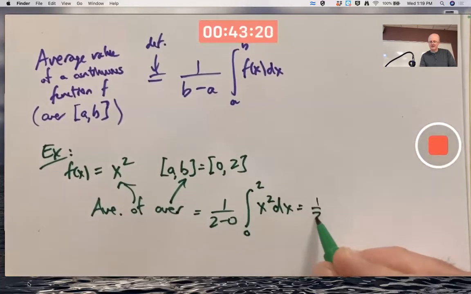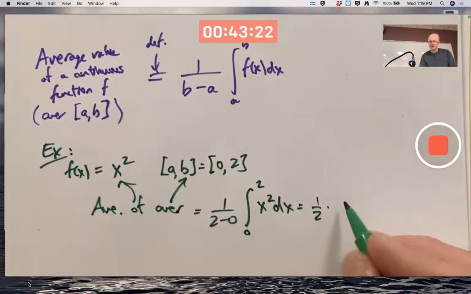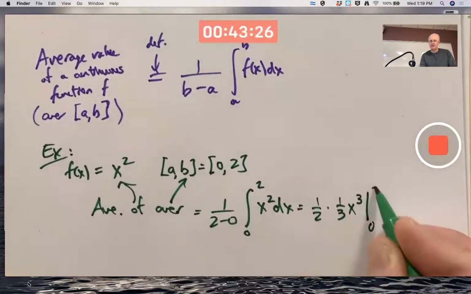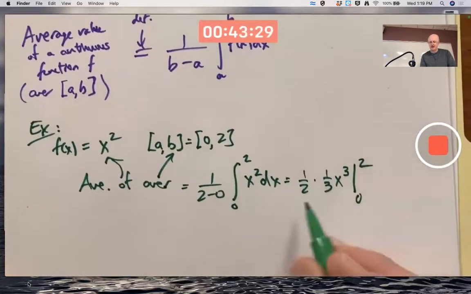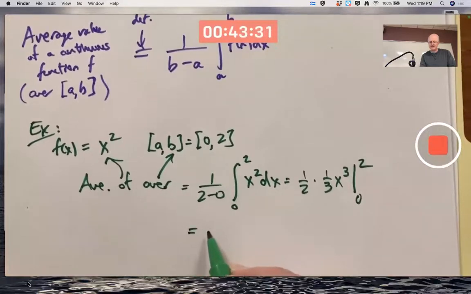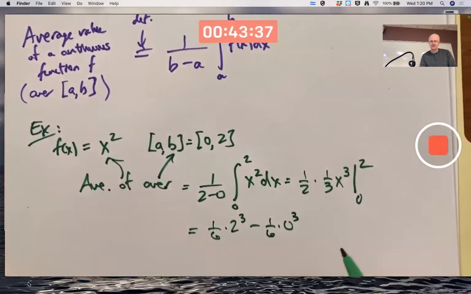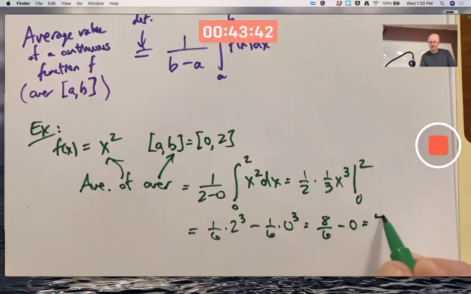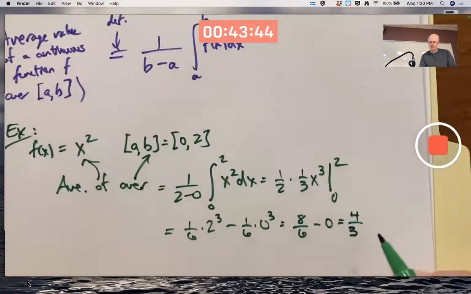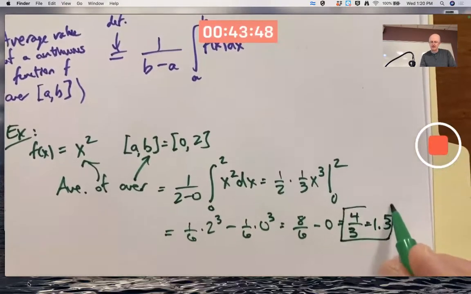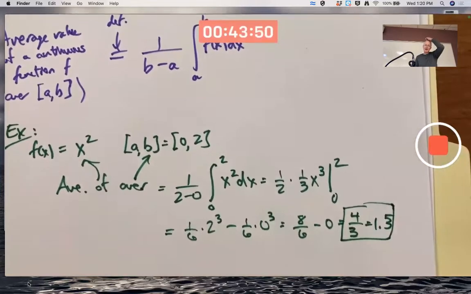So that's 1/2 times the integral of x squared, which is 1/3 x cubed. Need to evaluate from 0 to 2. I can go ahead and multiply the 1/2 and the 1/3 to get 1/6. So I get 1/6 times 2 cubed minus 1/6 times 0 cubed. And that will be 8/6 minus 0, which is 4/3, 1.3 repeating. So that is what the average value of this function is.